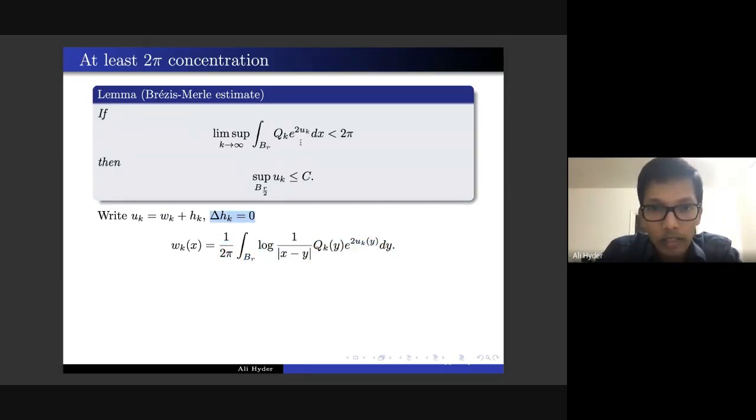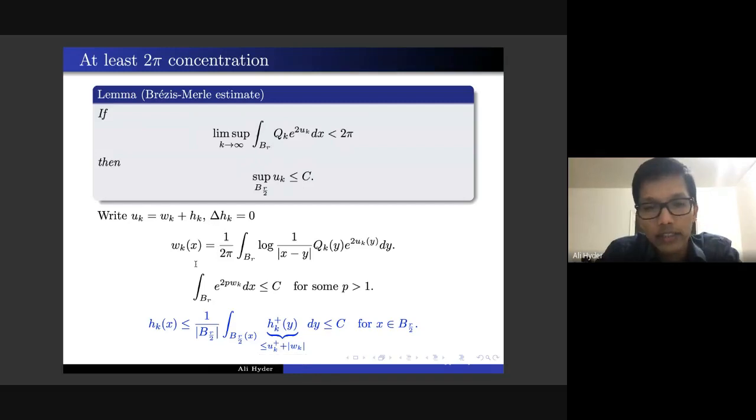Now, due to this hypothesis, it is strictly less than 2 pi. So that means the integral is less than 2 pi. Now I put this 2 pi quantity here, then the integral would be less than 1. Then I can multiply by a little p bigger than 1 to make it 1, and use Jensen's inequality to show that the integral of exponential 2p w_k dx is less than or equal to c for some p bigger than 1.